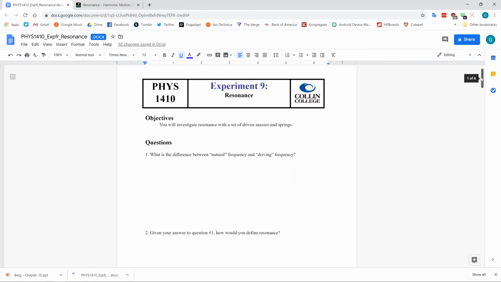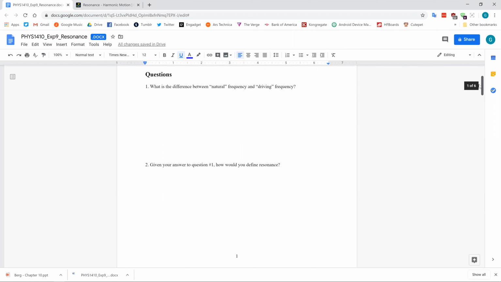Before we actually start the lab, there are two quick questions. The first one asks you to differentiate between a natural frequency and a driving frequency. Natural is just the frequency that a system wants to oscillate at anyway. Driving frequency is a frequency from an external disturbance. So if you are sending in sound from a speaker and it's a different frequency than the natural frequency, that would be your driving frequency.